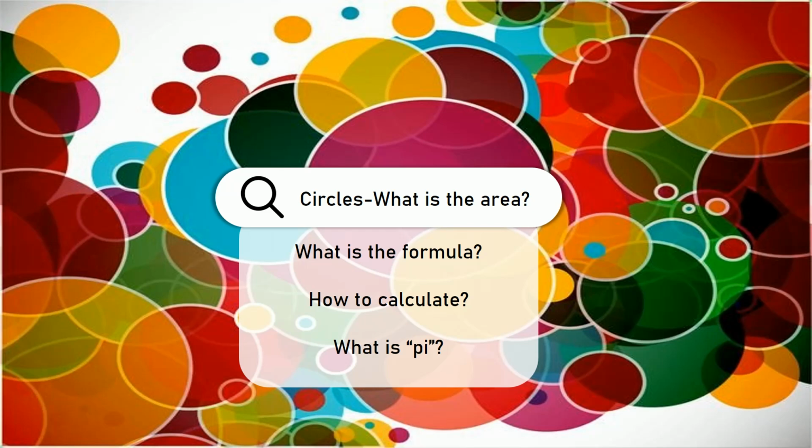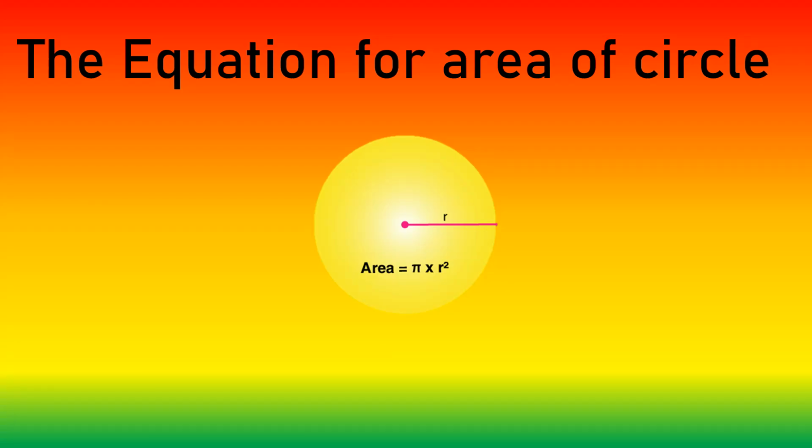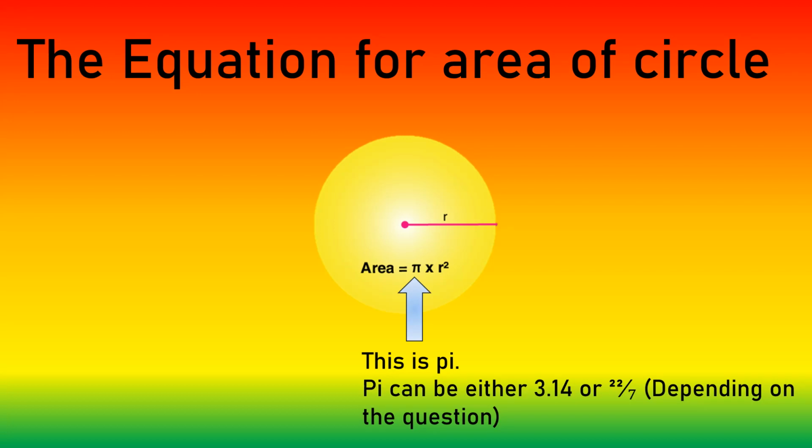What is the area of circles, how do we calculate it, and what is pi? So we're going to focus on these three main things today. Let's start now. First of all, this is the equation for the area of a circle. It is pi times radius to the power of 2, or pi times radius times radius. So, what is pi? This is pi.